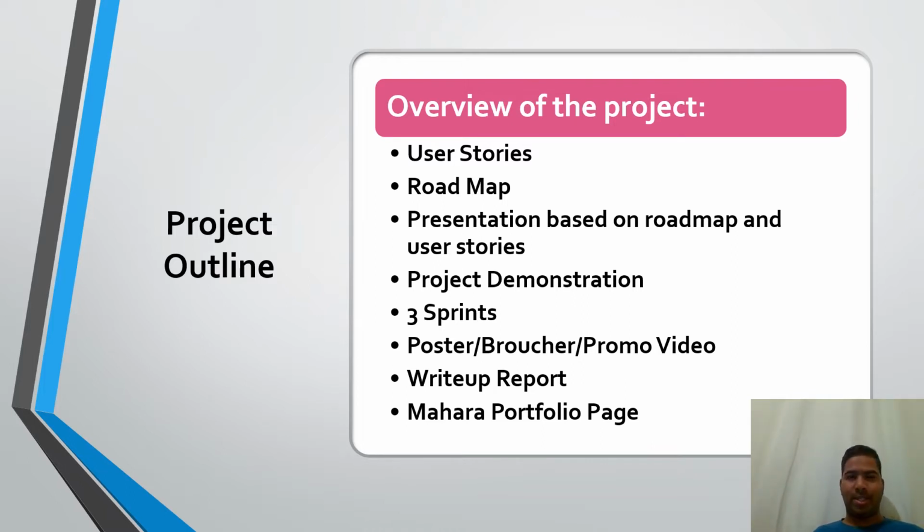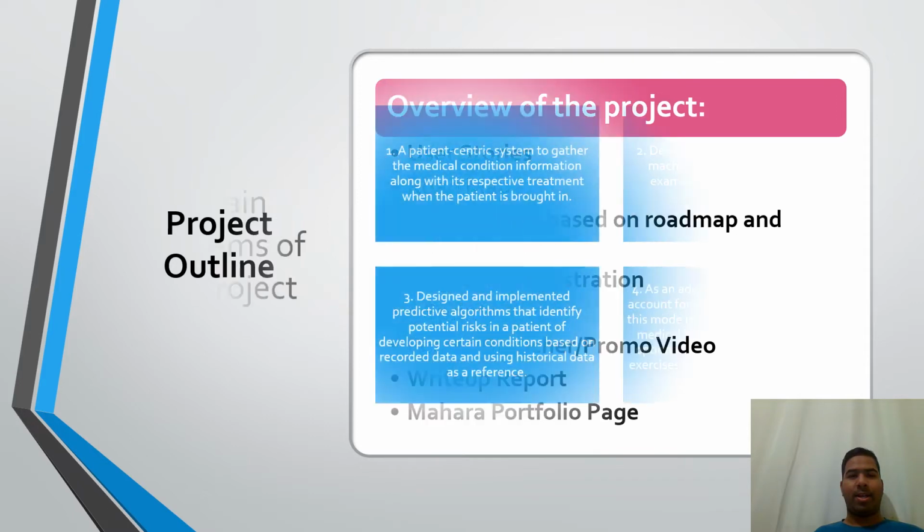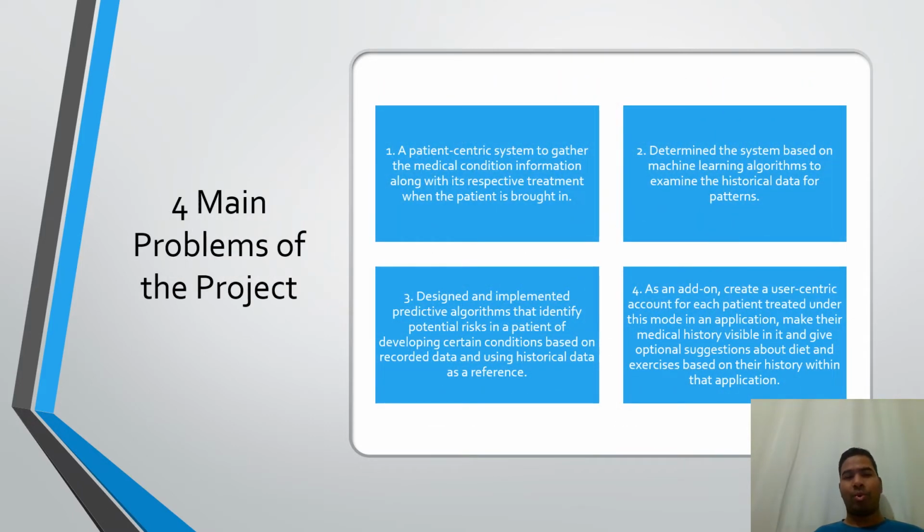Moving on to the next slide, it's about the four main problems of the project. These were the four problems we were supposed to explain. Based on these problems, we found the user stories. Based on the user stories, we did the user story board and then the roadmap, and everything we discussed in slides 2 and 3 was done based on these four problems.